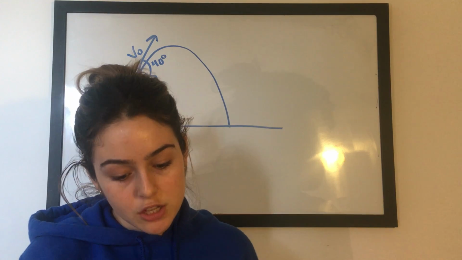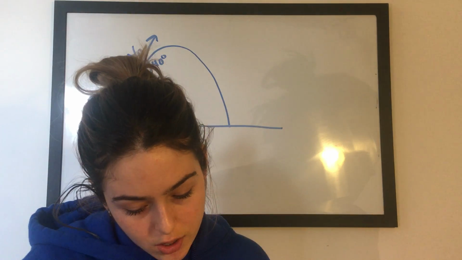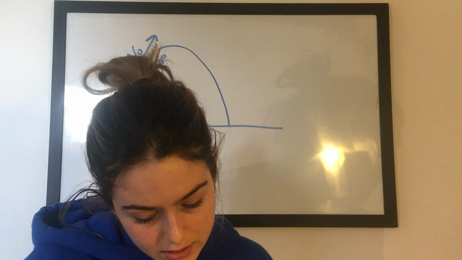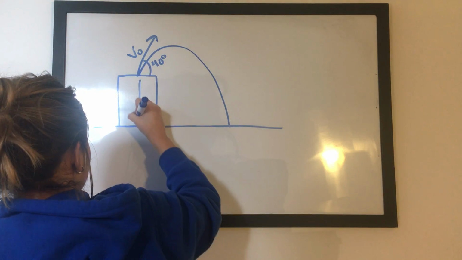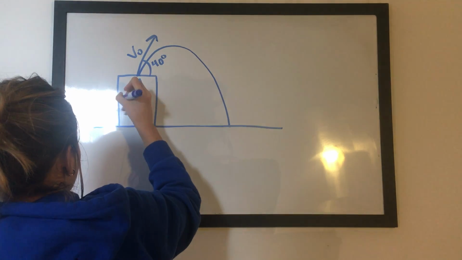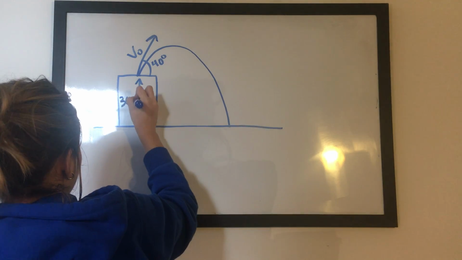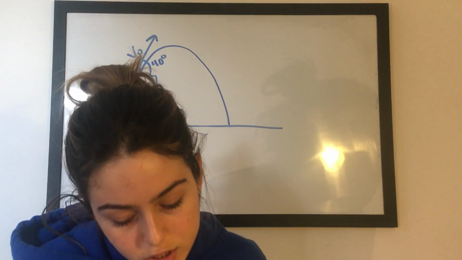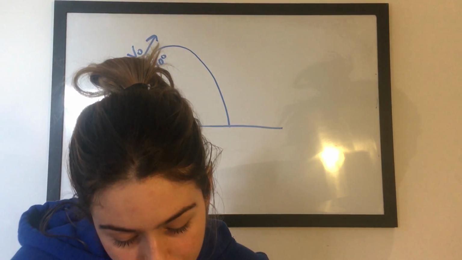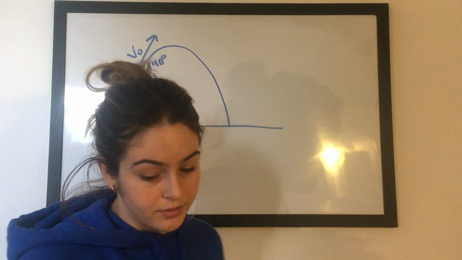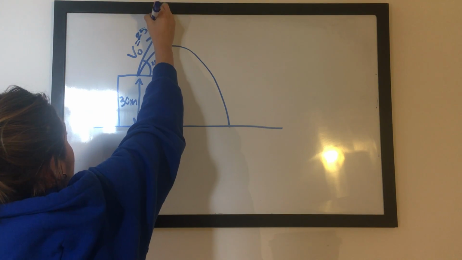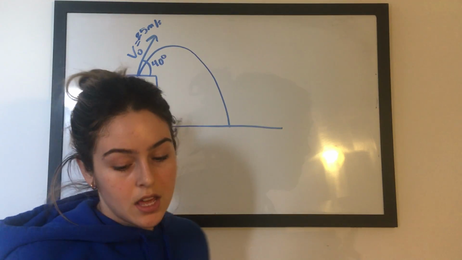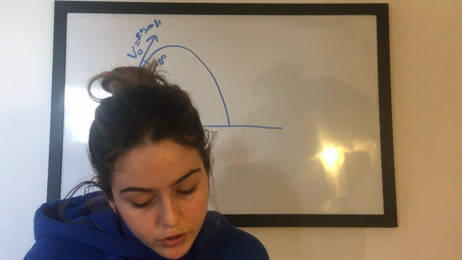Okay, so what else do we know? It's shot from the top of a 30-meter high hill, so we know that this distance is 30 meters. We also know that the initial velocity is 25 meters per second, so v initial equals 25 meters per second. And it lands on the ground below.